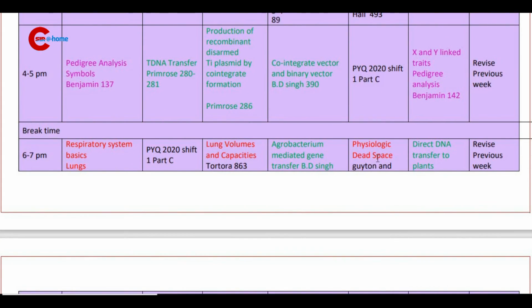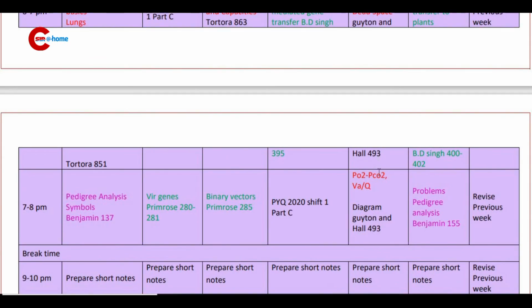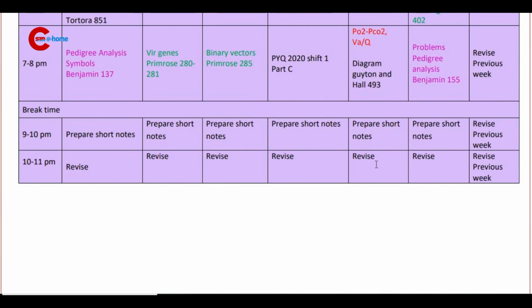Then 7 to 8 p.m., this is the diagram, just analyze it and study. Okay. Then 9 to 11 p.m., prepare short notes and revise.